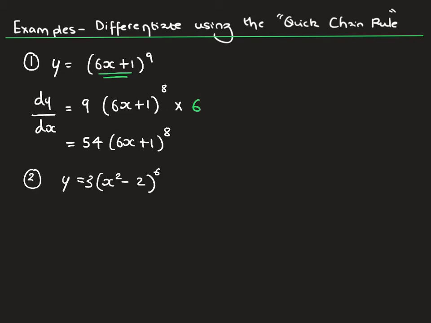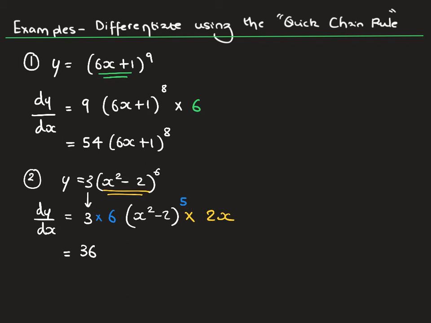Question 2. y equals 3 bracket x squared minus 2 all to the power of 6, dy by dx. Now this 3 here can just be part of the answer like this. I'm going to multiply by the power of 6, reduce the power by 1 to drop down to 5, and then I want to multiply by the derivative of the inner function, which is a derivative of 2x. Tidy up the answer, and we end up with 36x, x squared minus 2 all to the power of 5.